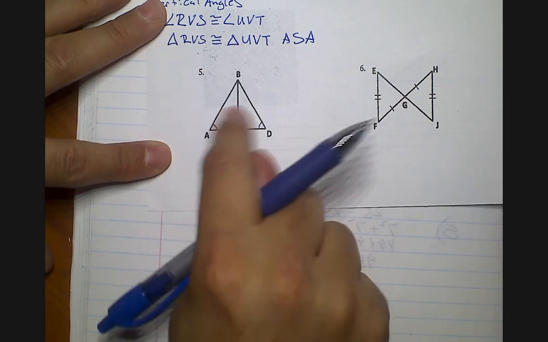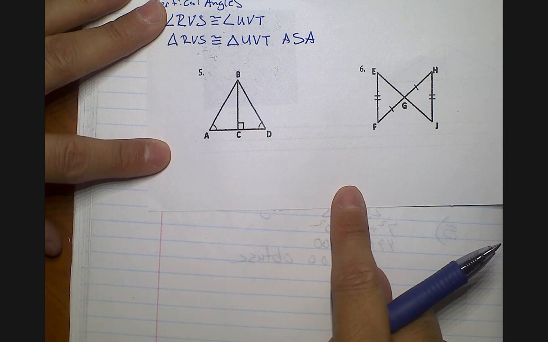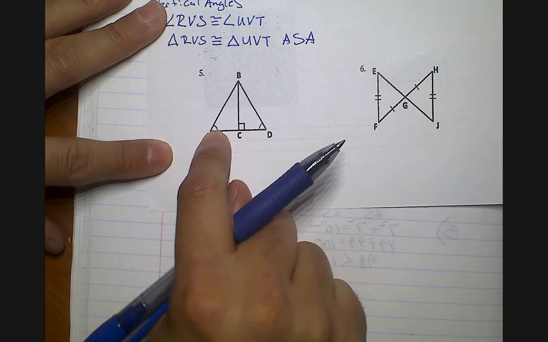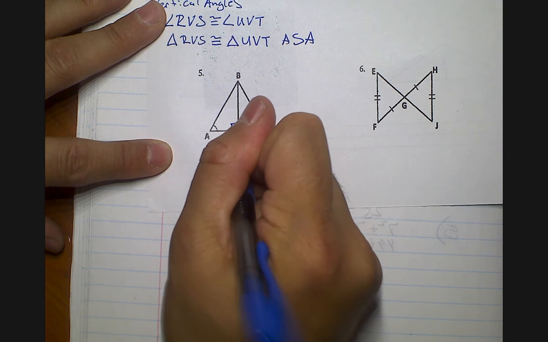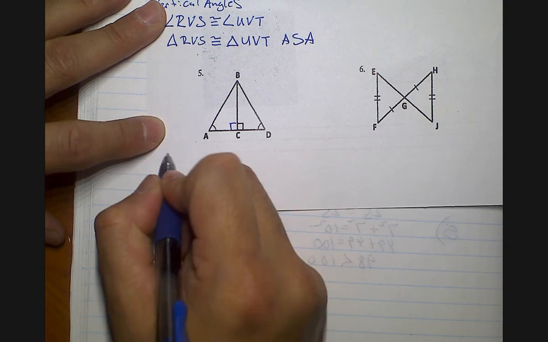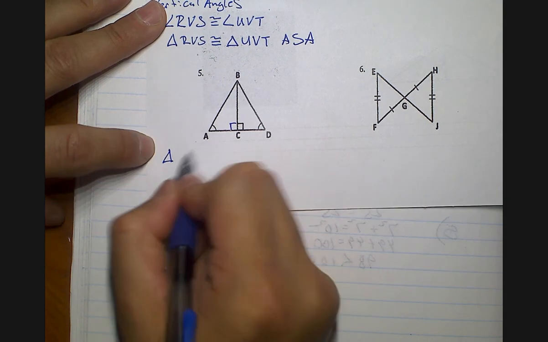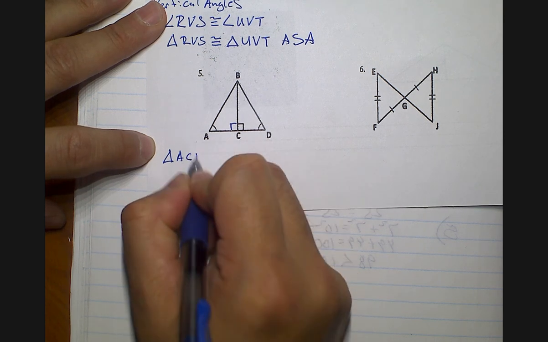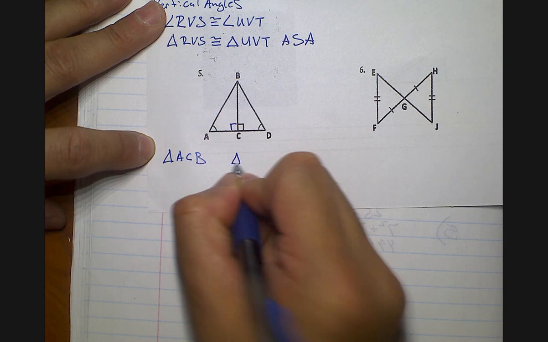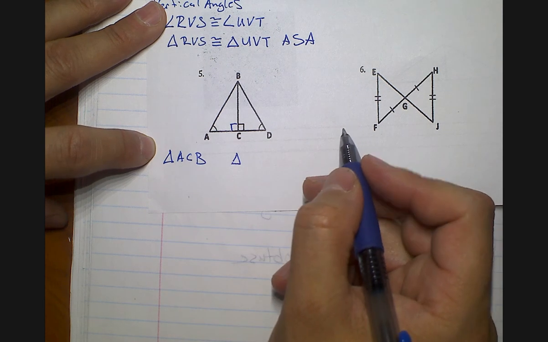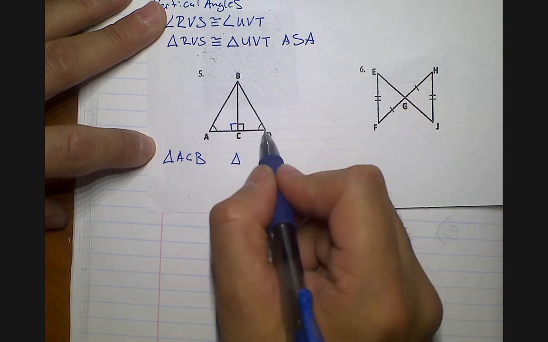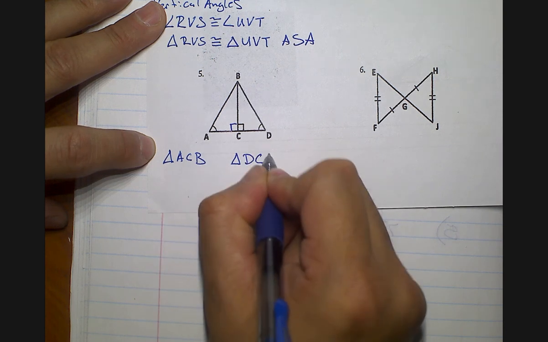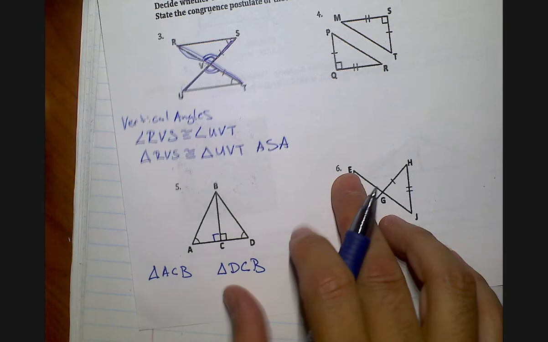So let's first identify the two triangles. It's a right triangle here, right? So I would say that I have triangle ACB, and triangle, what would I name the next one? DBC. It's got to be D because D goes with A, right? So D, C, B. I don't know if they're congruent yet.